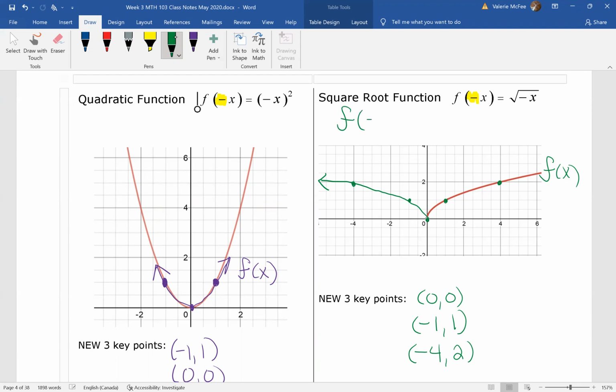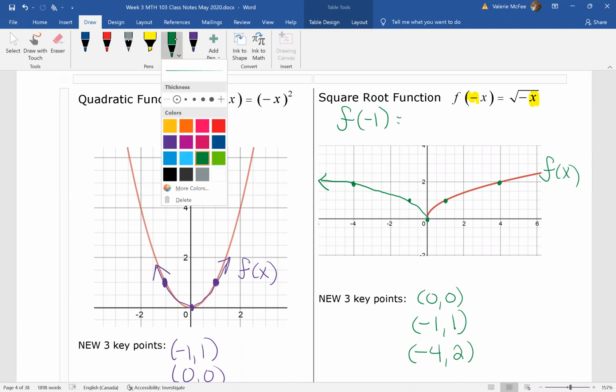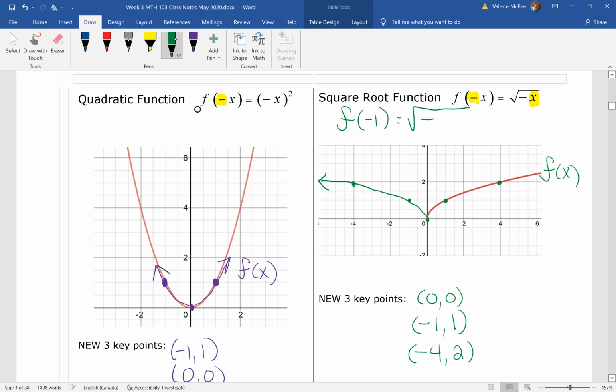If we're looking at the f of negative 1, and I'm going to change x, remember that x is negative 1. So I'm looking at the square root of the negative of negative 1, which is, of course, the square root of positive 1. x can be negative when we're finding the square root of negative x. That's a little bit tricky. But again, it is a reflection across the y-axis.